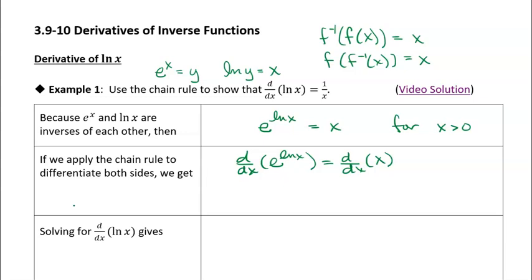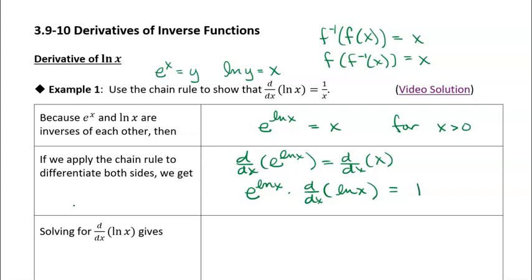So let's do that. We're going to take the derivative of the outside function, so e, and we leave the inside function as it is, and then we multiply that times the derivative of the inside function. But we don't know the derivative of ln of x yet, so we're just going to write it as d dx of ln of x. Now the right-hand side, the derivative of x with respect to x is just 1.